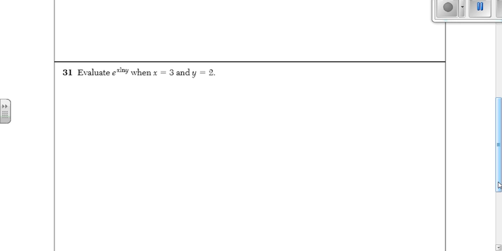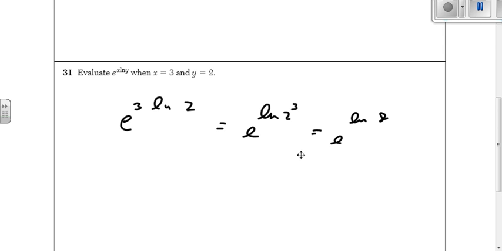Evaluate e to the x ln of 3. So this is really e to the third ln of 2, which gives us really what we're looking at is e to the ln of 2 to the third power, which is ln of 8. So that's really e to the ln of 8. E and ln cancel out, we're just left with 8.